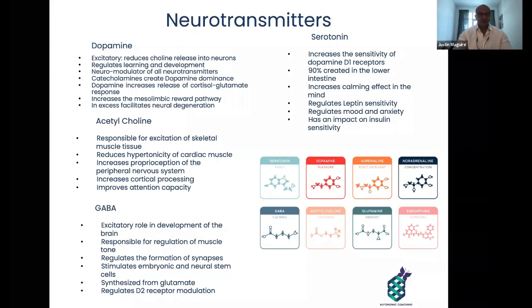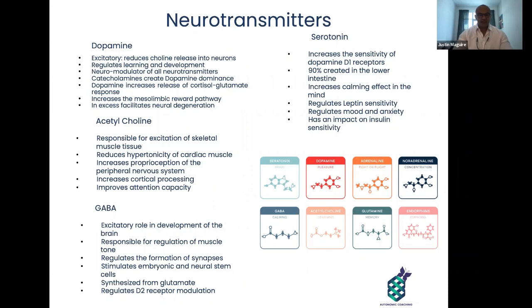Acetylcholine, responsible for excitation of skeletal muscle, reduces hypertonicity of cardiac muscle, so it helps to modulate. This is why alpha-GPC is one of my most favorite supplements for those who have high blood pressure or arrhythmia, and really helps to get things back into an optimal rhythm without necessarily the need of allopathy. Or it can be utilized alongside allopathic remedies for the most part, apart from one or two medications.